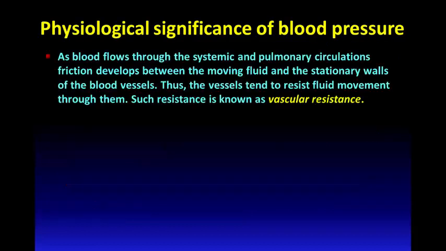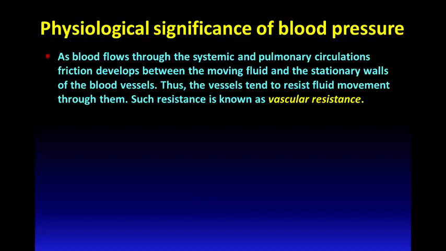As blood flows through the systemic and pulmonary circulations, friction develops between the moving blood and the stationary walls of the blood vessels, because the walls of the blood vessels remain static, they do not move. Had the walls of the blood vessels been moving, friction would not have developed between the moving blood and the moving walls of the blood vessels. But this is not the case in the body.